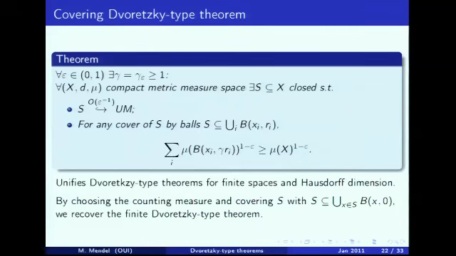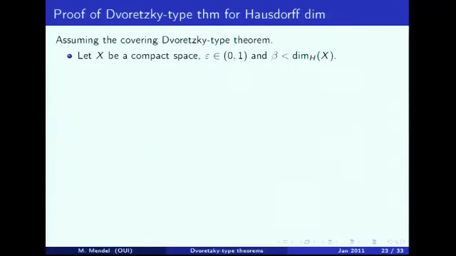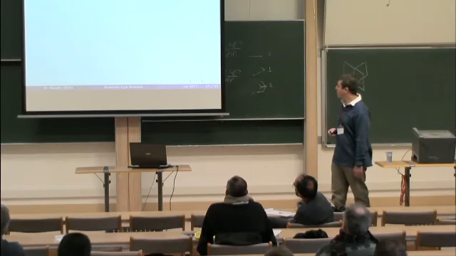If you do that, the left-hand side becomes just the cardinality of the subset S. The right-hand side is the cardinality of X to the power of 1 minus epsilon. So this is a strict generalization of the finite space, but it also proves in 3 lines the Dvoretzky theorem for Hausdorff spaces.